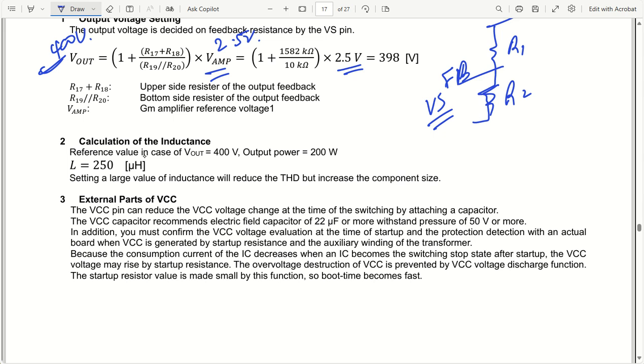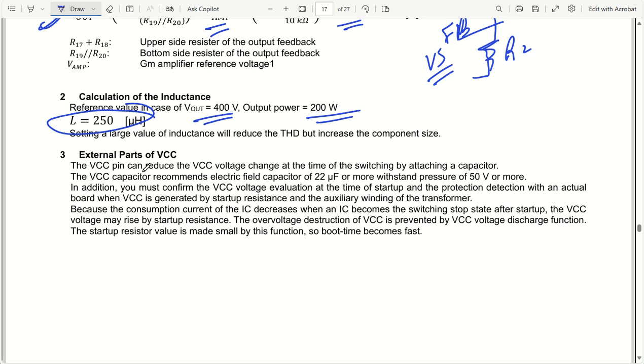Calculation of inductance: generally for output power of 200 watt and output voltage of 400 volt, an inductor of 250 microhenry is a suitable value that they are suggesting. External part for VCC is a capacitor of 122 microfarad or more. Basically the VCC supply pin is there, so you need to have, let's say, 47 microfarad with a 50 volt rating or something like that, so that it is better.